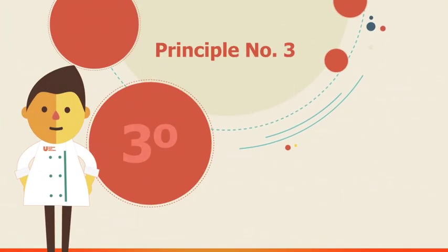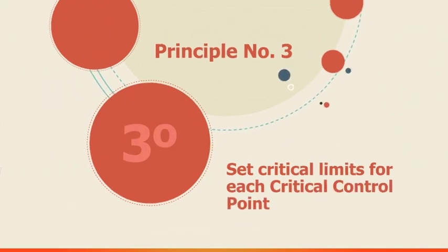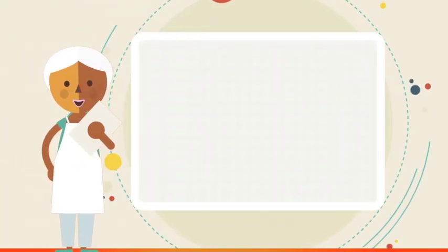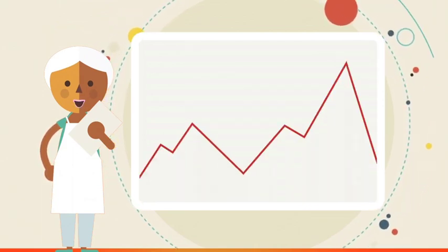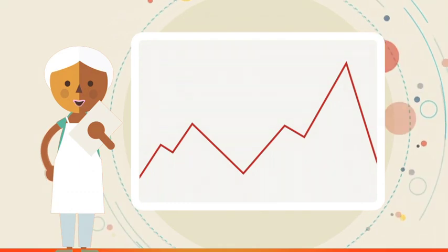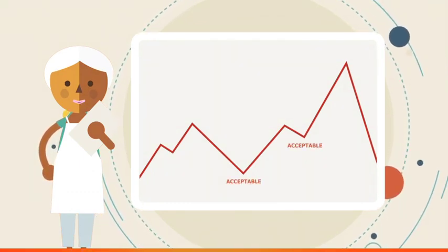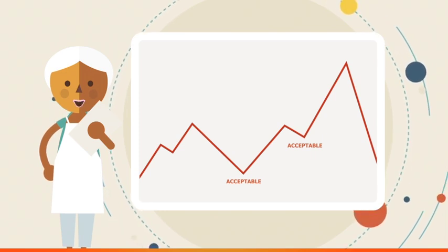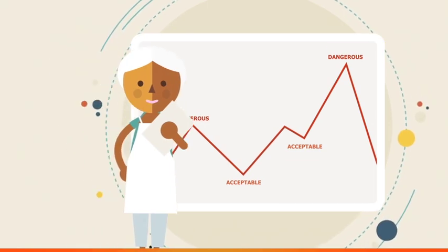Principle number 3. Set critical limits for each critical control point. As we saw, our objective to eliminate hazards is to reduce them to the lowest level. Each critical control point has a different level of risk. That is what you can accept. We may consider the lowest level, and in fact it would be the highest level. That is why we call it dangerous. Let us see the conditions we call acceptable.